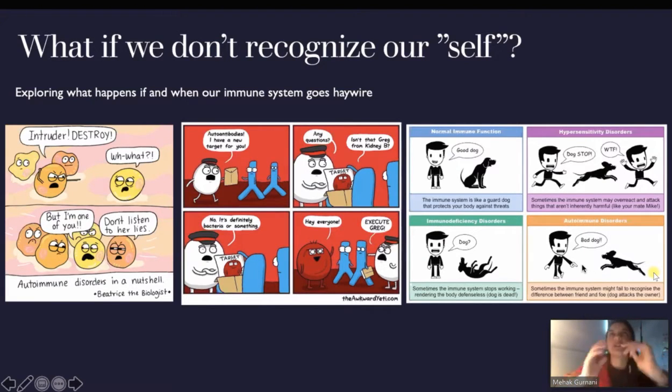The last kind of example in which your immune system is negatively affected is called autoimmune disorders. Like the two cartoons that we've mentioned here, it talks about how your body can't recognize the difference between your own cells and foreign cells. So it thinks that your own body cells are actually foreign cells and it attacks those cells, which is basically a dog attacking its owner. It fails to recognize its own self.